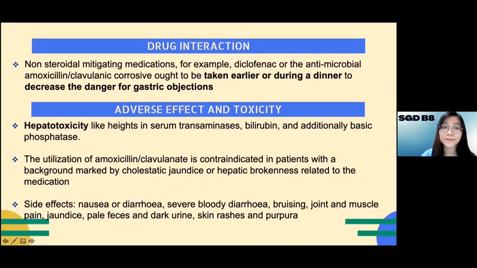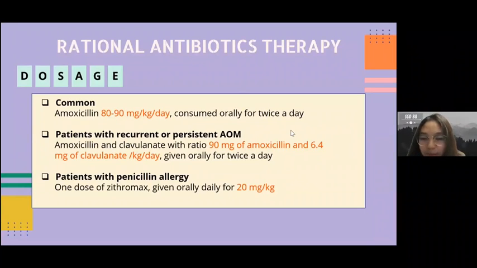Now I will explain about the dosage of antibiotics for acute otitis media. The most common antibiotic for acute otitis media is amoxicillin with a dosage of 80 to 90 mg per kilogram per day, consumed orally twice a day.